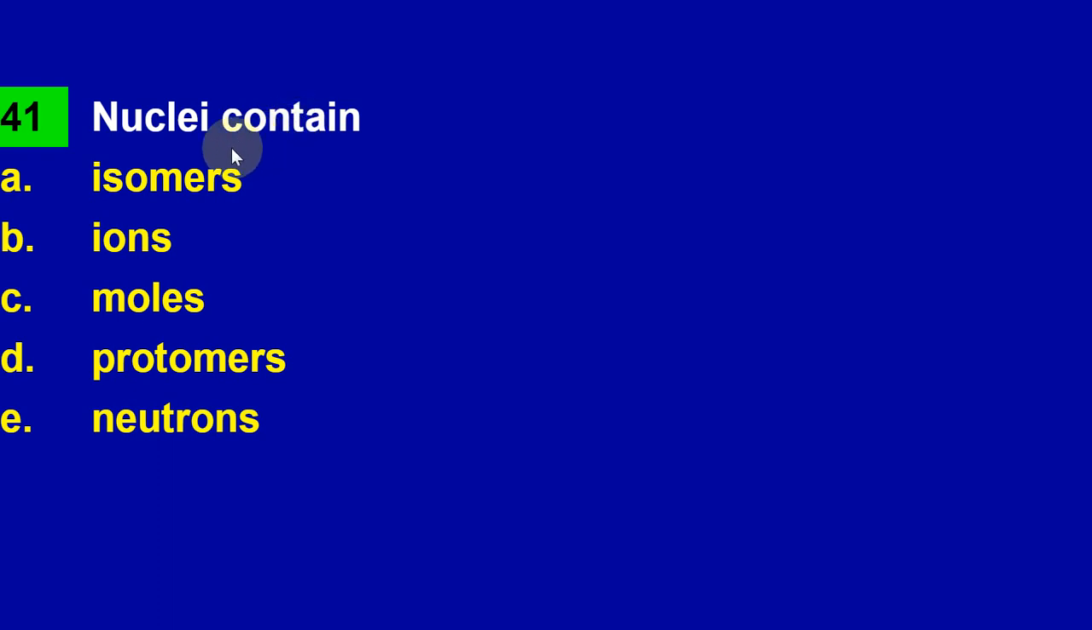Nuclei contain. This is interesting. Which one of these are found in a nucleus? Are ions found in the nucleus? Come on. The mole is a unit of measurement, basically. Isomers. This is not related. Is it protomers or neutrons? This is a distractor. Read carefully. That does not say protons. It's neutrons. Right? Next.